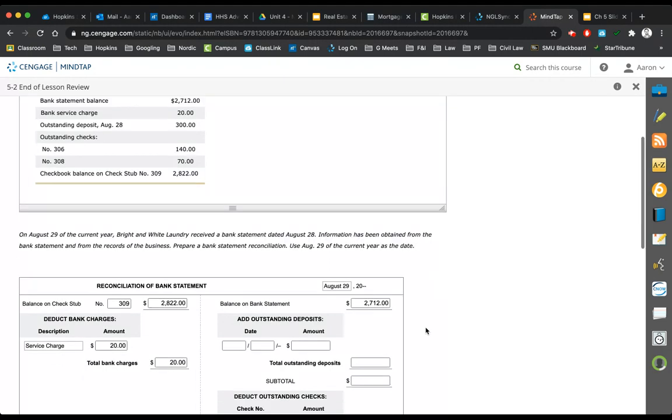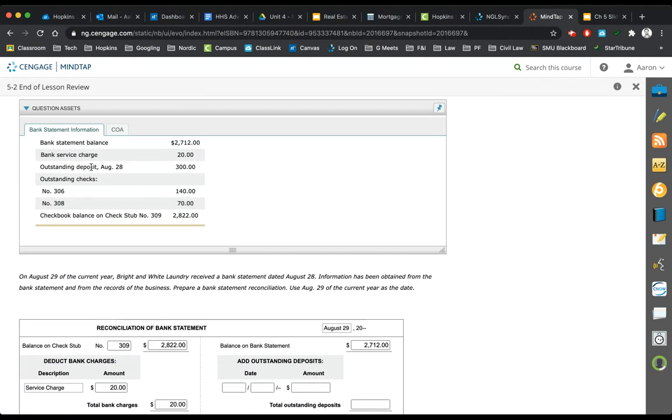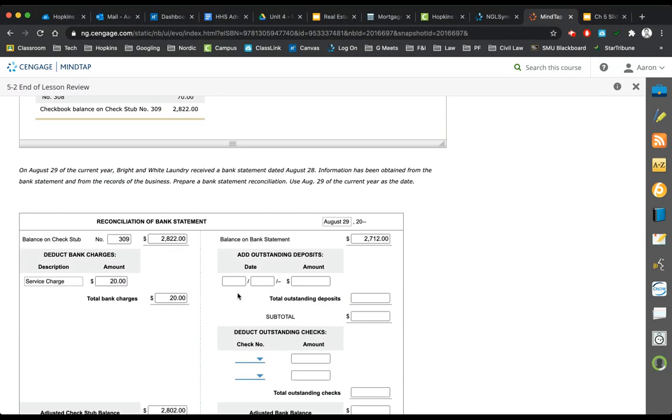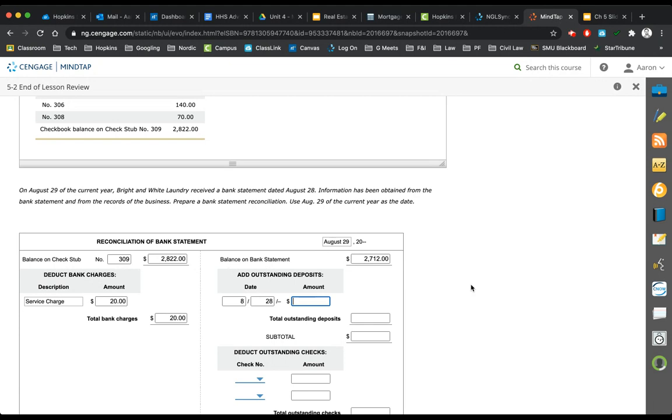And then we have to list any outstanding deposits starting with the date. So outstanding deposit on August 28th. So we're going to use the numbers 0828 in the amount of $300. Total outstanding deposits, well, we only had one. So if we total that, it's just going to be $300.